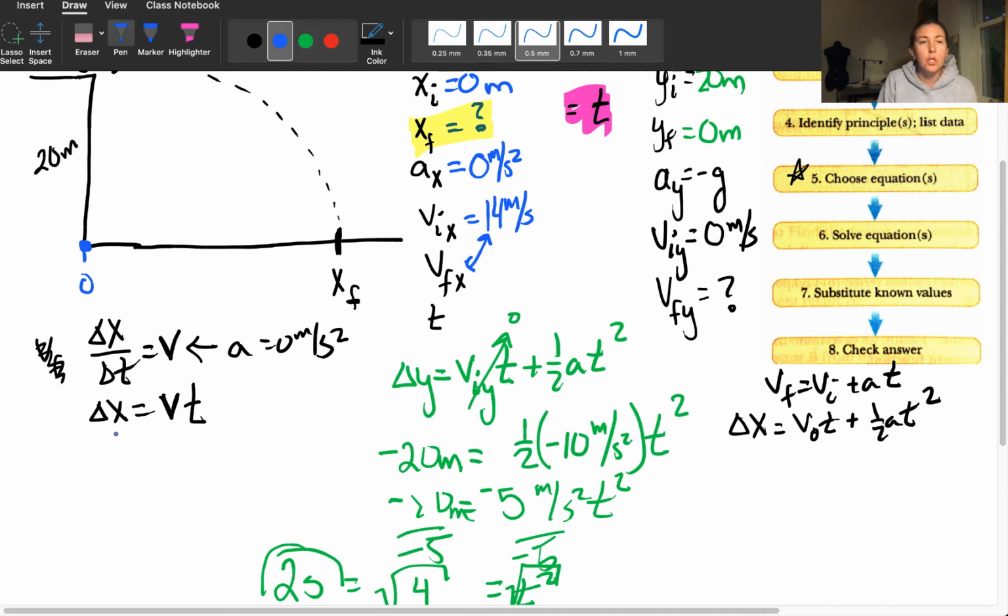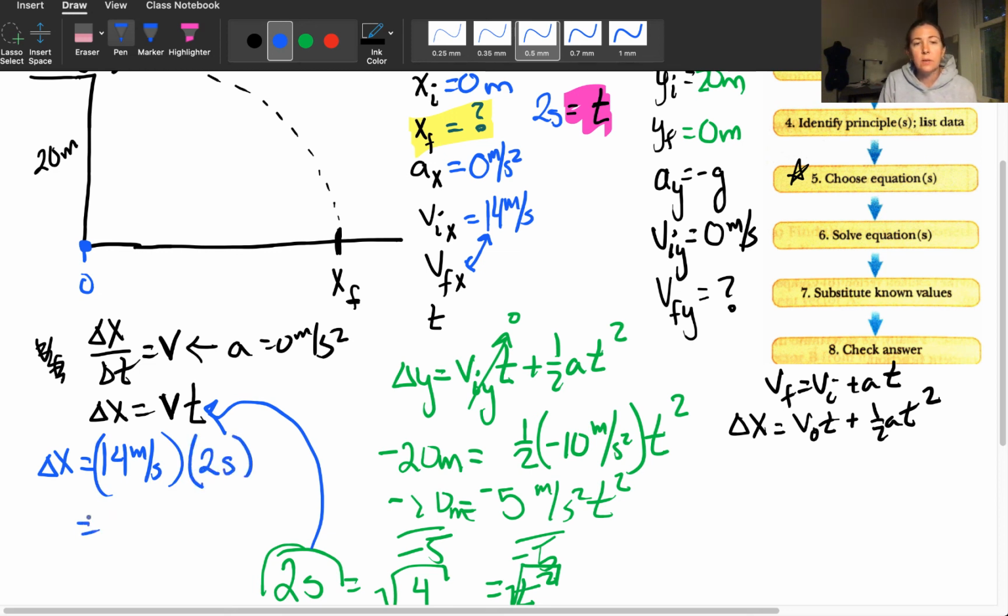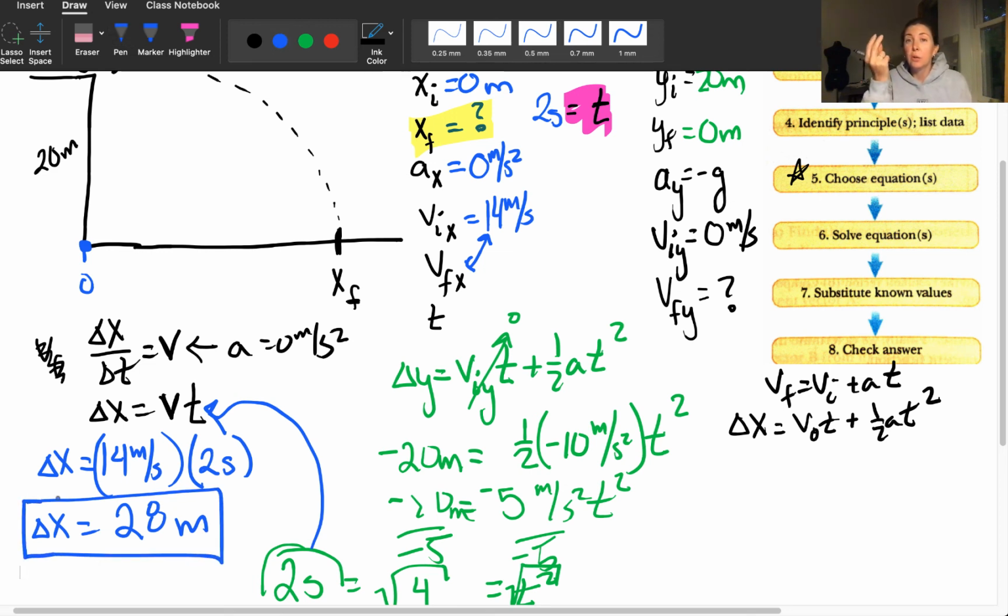So now that we have the time of 2 seconds, we can put that into this equation with our initial velocity here. So our change in position is 14 meters per second multiplied by our time in the air of 2 seconds. So this is going to give us a change in position, or a range, of 28 meters. That's basically all it is. Write down the information for both the x and the y, solve one of them for time, and plug it into the side that you need to know. That's it.